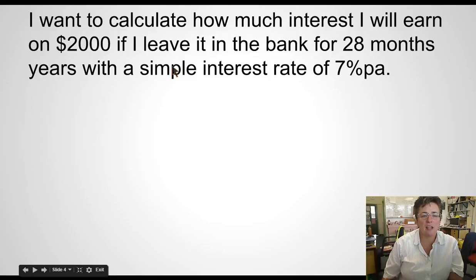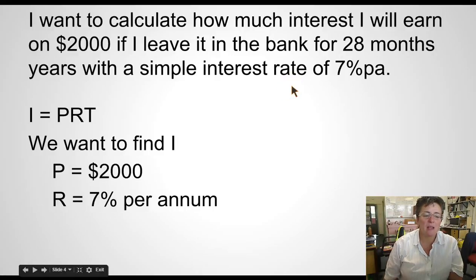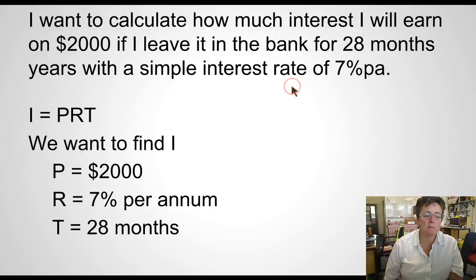I want to calculate how much interest I'll earn on my $2,000 if I leave it in the bank for 28 months, not years, with a simple interest rate of 7% per annum. So again, we start with the same formula. We want to find I. P is still 2,000, so our principal. Our rate that we're getting our interest on is 7% per annum. Our time is 28 months.